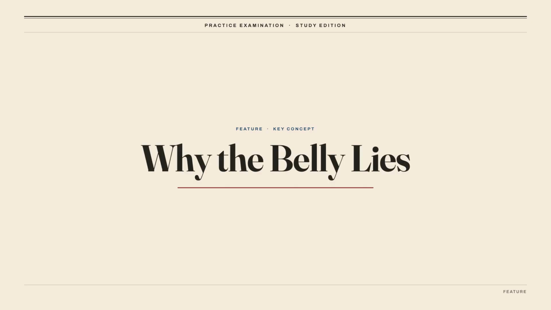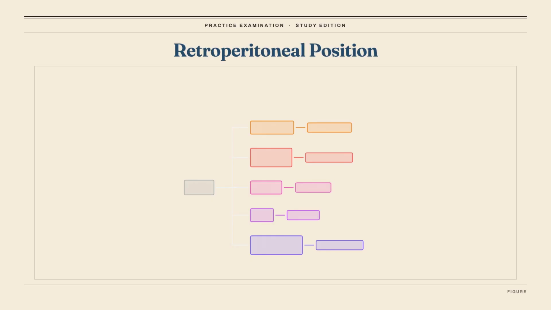Severe pain, a soft belly, no rigidity. That mismatch is not confusing exam findings. It is anatomy, and it is one of the most important facts about the pancreas. The pancreas sits deep behind the peritoneal lining, tucked transversely across the upper abdomen with its head cradled by the duodenum and its tail reaching toward the spleen.